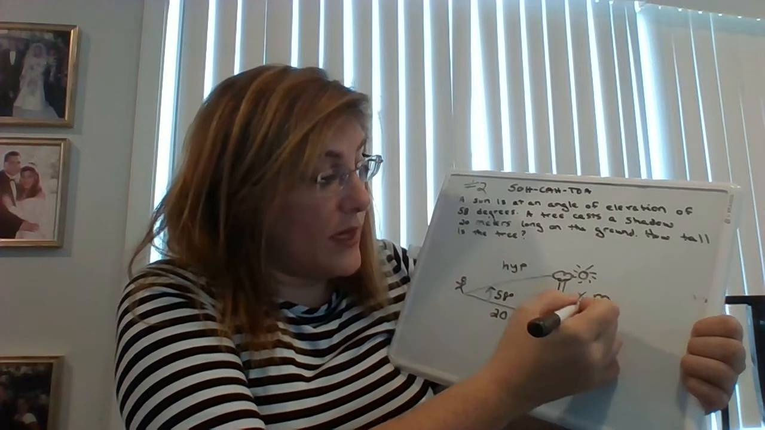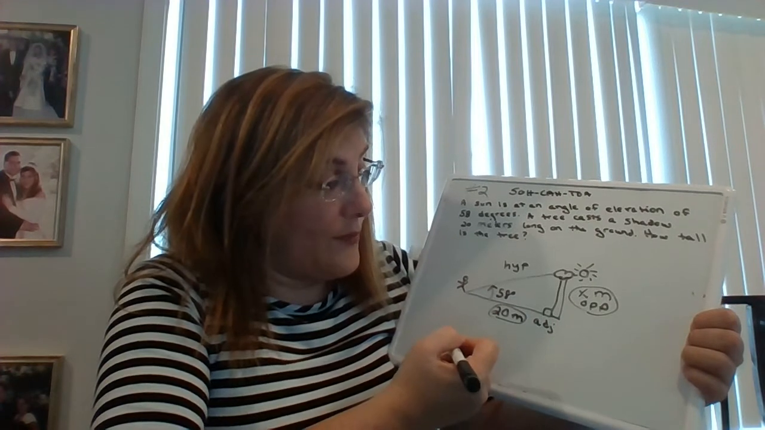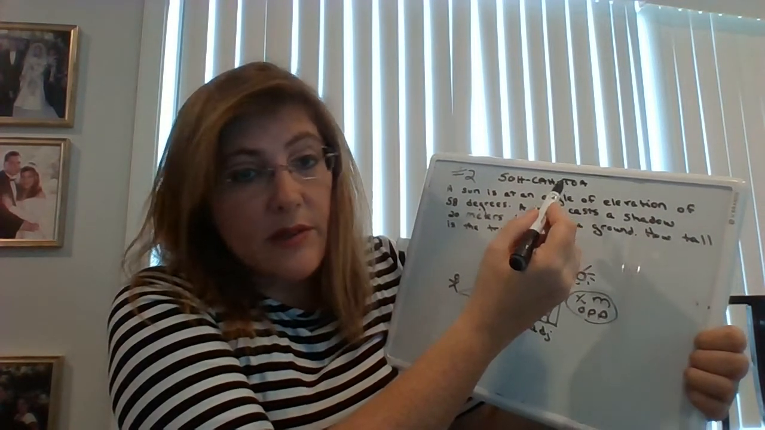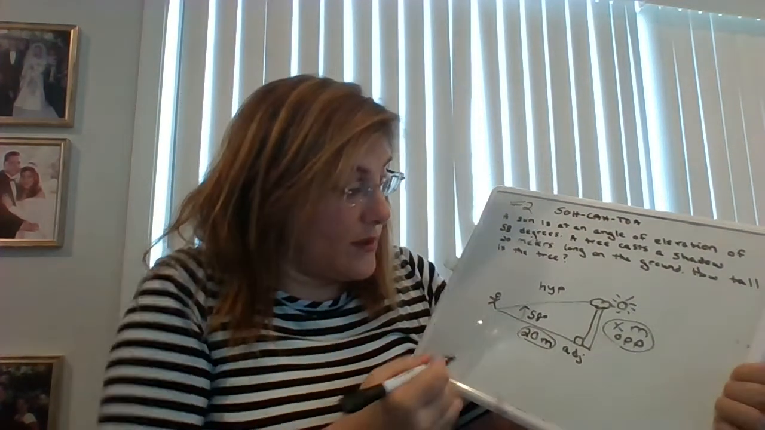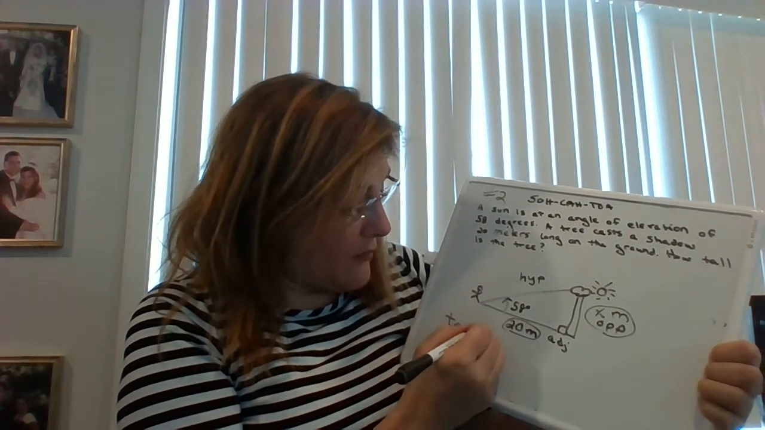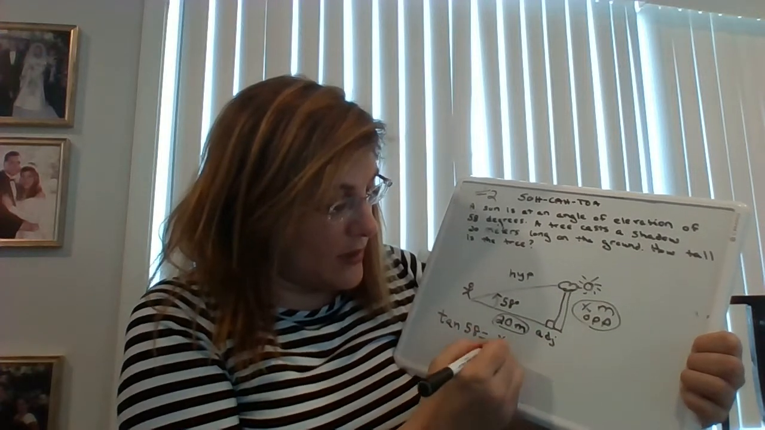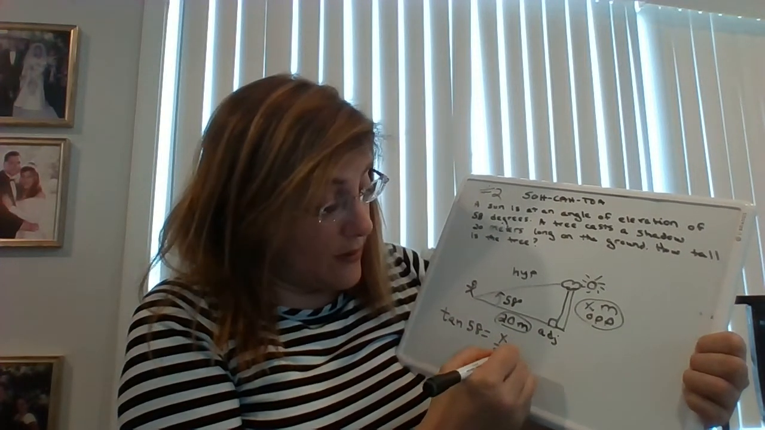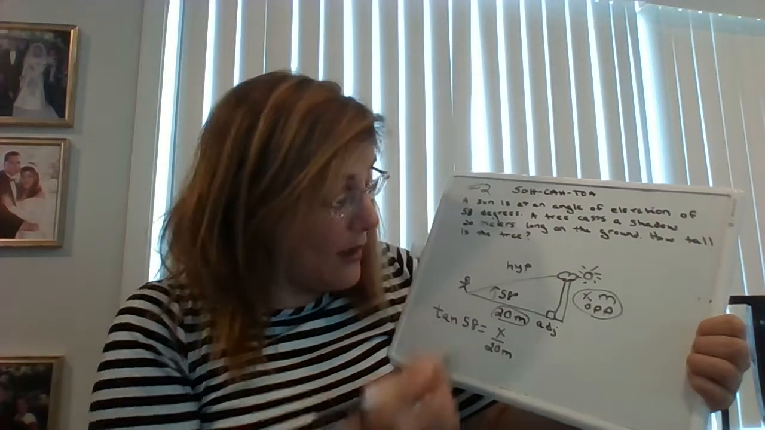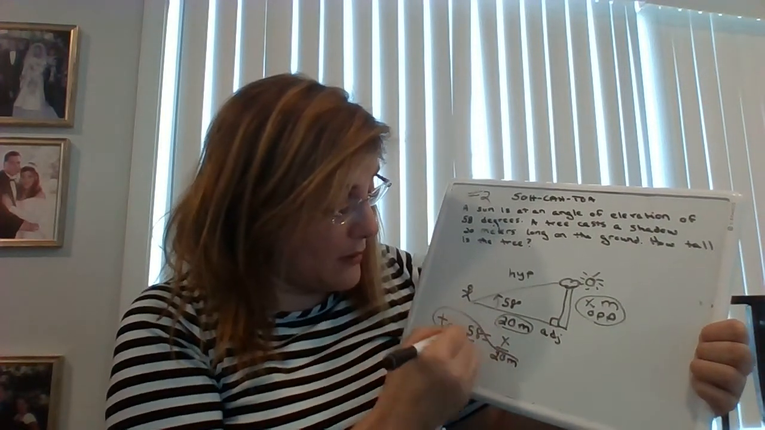We have values in opposite and adjacent. So we have to use tangent. Tangent equals opposite over adjacent. So tangent of 58 equals opposite, which is X, over adjacent, which is 20 meters. Okay, now we stick a 1 under here, and we do cross multiplying.